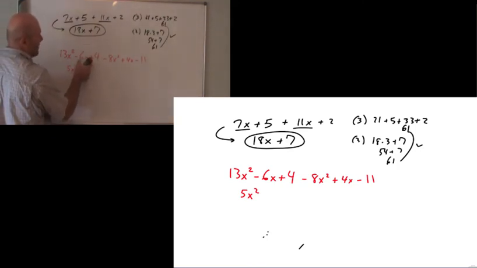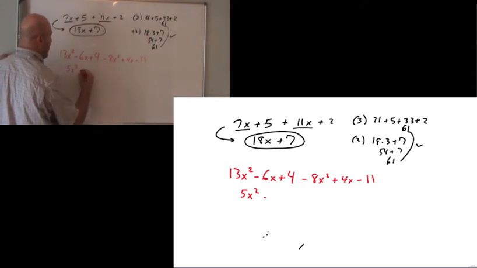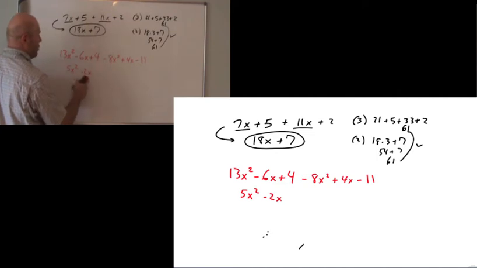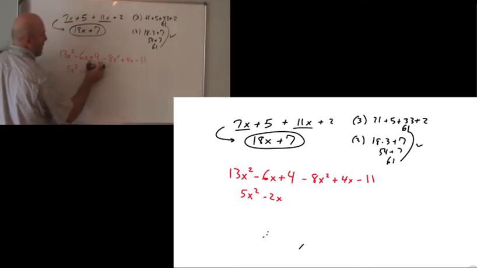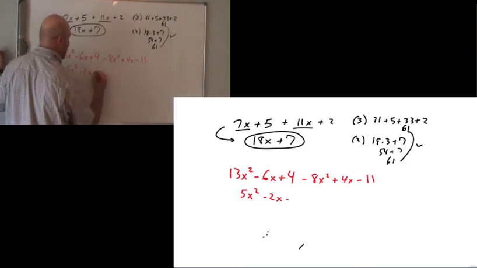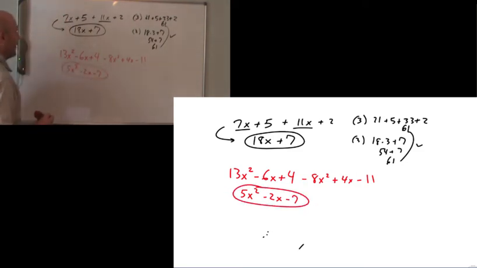All right, 6x and 4x are the things that are alike. Negative 6 plus 4 is negative 2x, and those don't combine. Yes, they both have x's, but this one is an x squared. Don't let the exponent fool you. They need to be exactly the same in order for you to put them together. All right, 4 minus 11 is negative 7. So this is my simplified version of what's going on there.